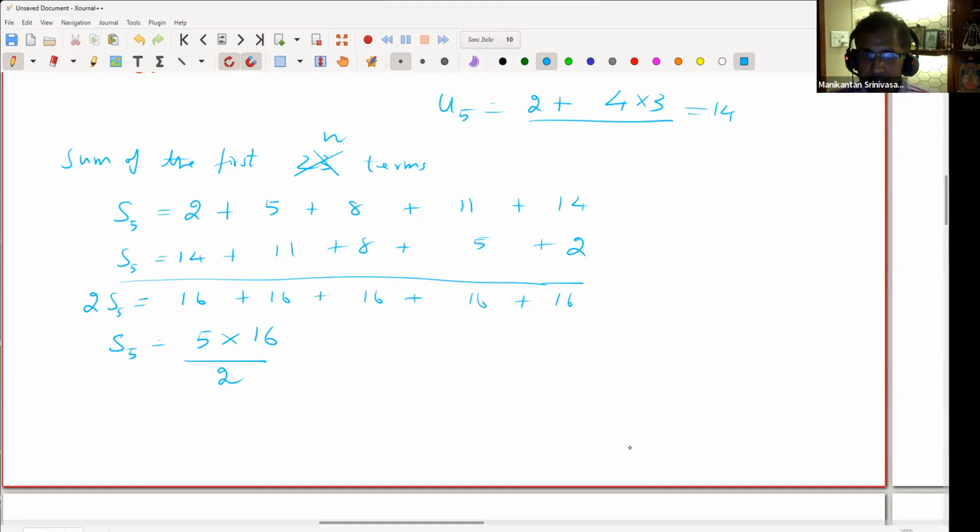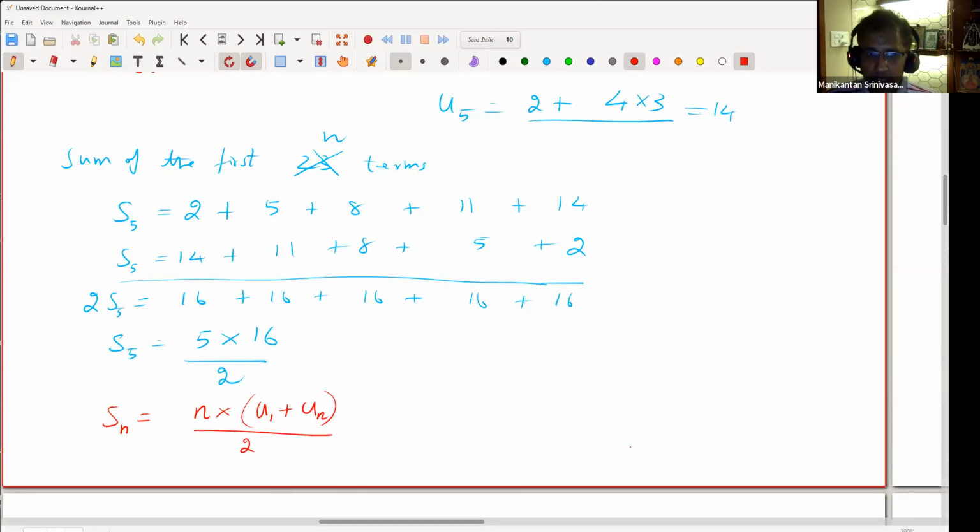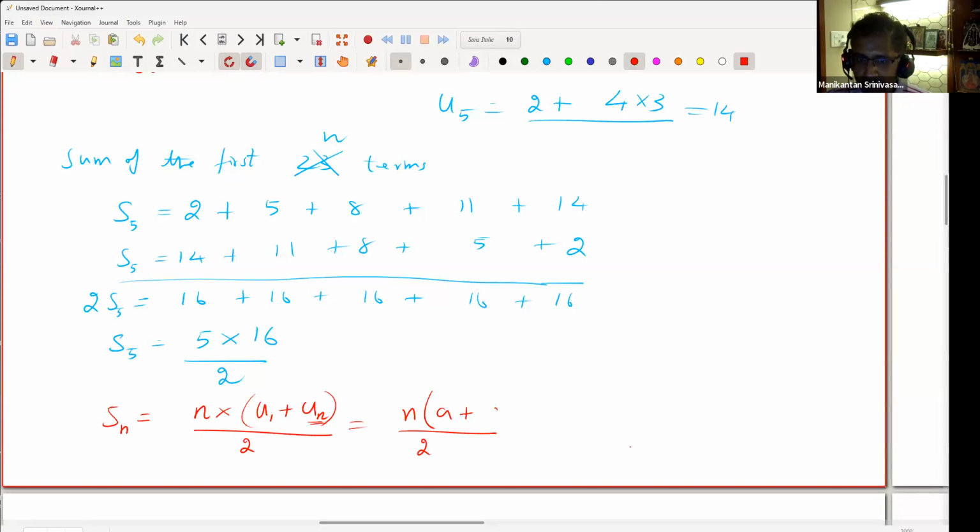Now we can generalize. Instead of 5 terms, suppose it's the sum of n terms. What would we do? We have n pairs instead of 5 pairs in this example. And each pair adds up to the first term and the last term, U1 plus Un, divided by 2. So now I can replace this. I know the first term is nothing but A, and the nth term, or the last term, as we just saw, is A plus (n-1) times D.